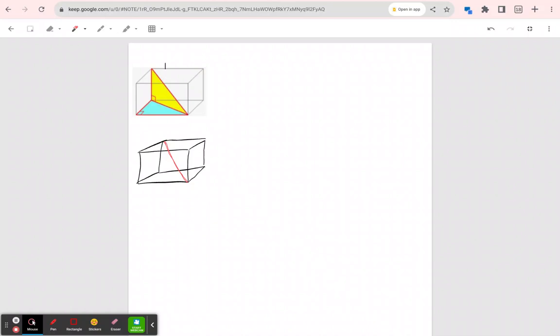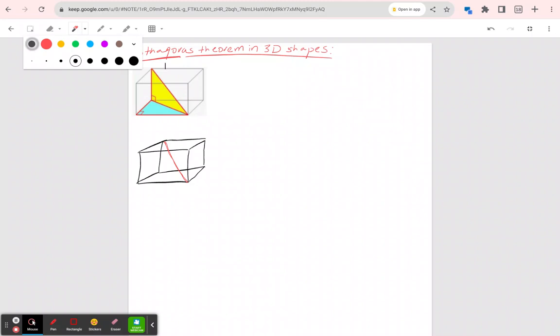The topic for today is Pythagoras theorem in three-dimensional shapes. Pythagoras theorem in three-dimensional shapes is what we are going to learn today.